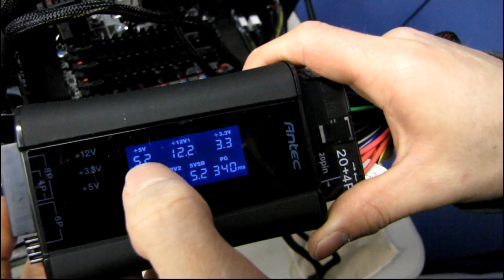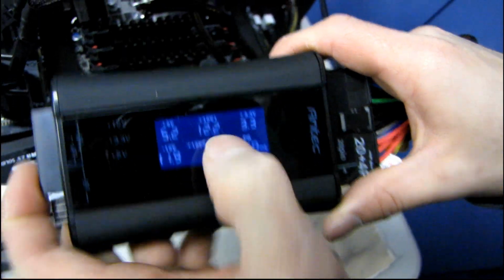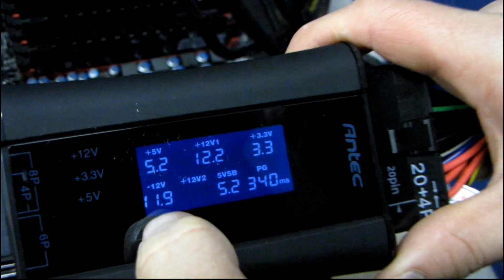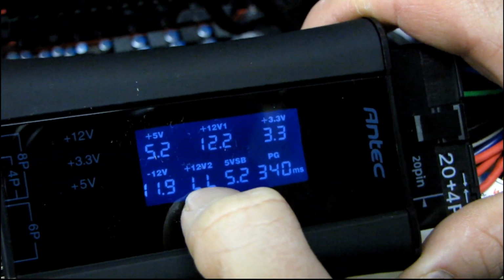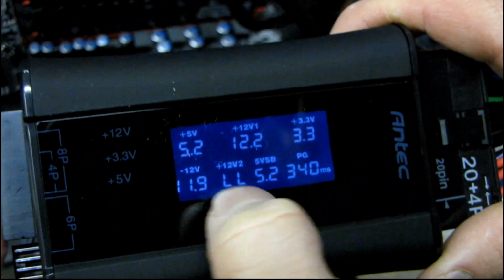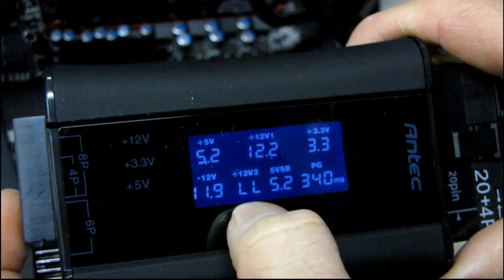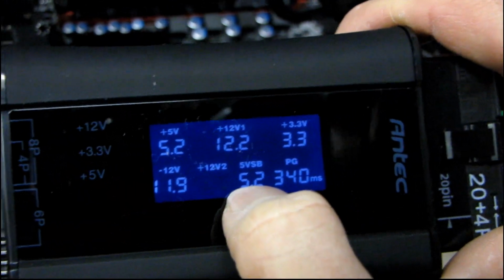So it gives us readouts of the 5 volt rail, 12 volt 1, 3.3 volt, minus 12 volt, 12 volt 2. Now this is a single rail power supply, so obviously that rail, 12 volt 2, is not functioning. 5 volt VSB, and then... I don't actually know. Okay, so let's see what else we got.